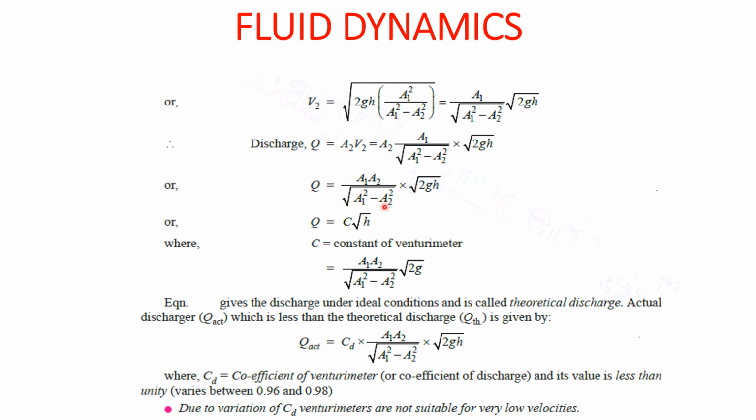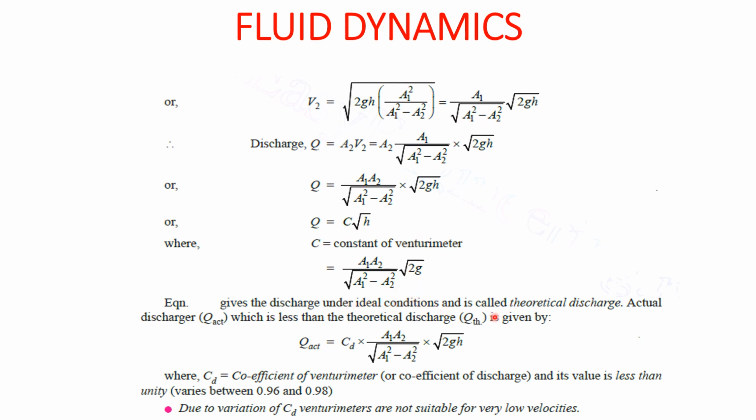Now what value we can put for V2? For V2 we can put this equation which we have derived in the upper side. So A2 into A1 divided by A1 square minus A2 square into under root 2GH, and so the final equation we get is Q is equal to A1 A2 divided by under root A1 square minus A2 square into under root 2GH. When we rearrange again, we can get Q is equal to under root 2GH A1 A2 divided by under root A1 square minus A2 square.